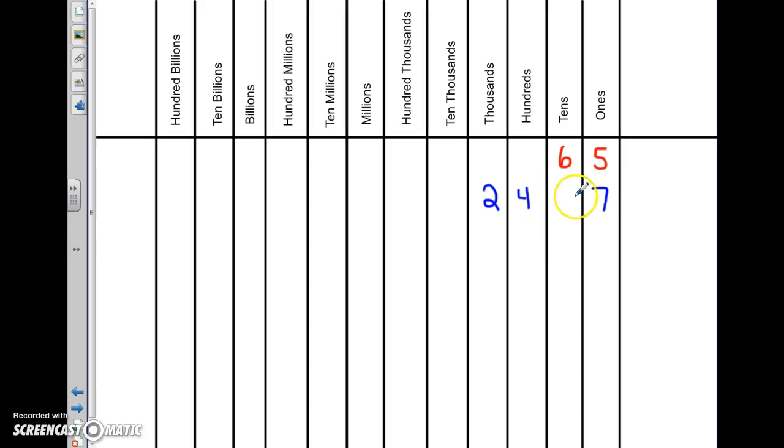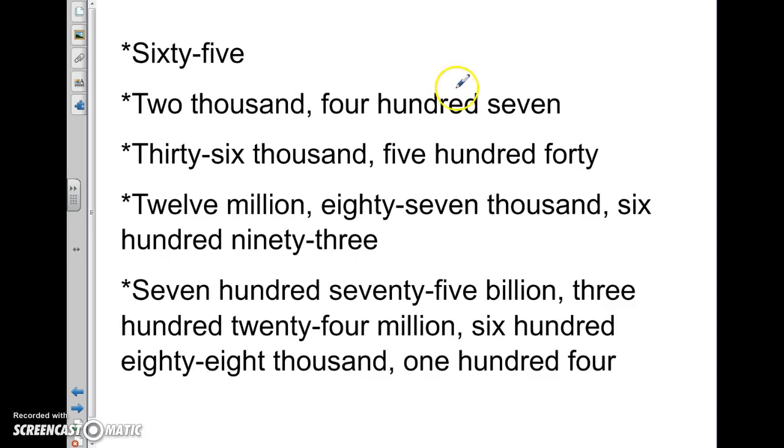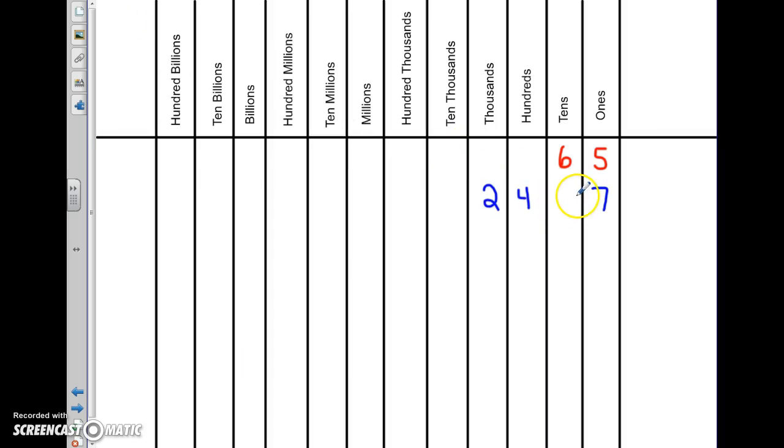Now what about this gaping hole right here? Does it say anything about any value in the tens place? 2 in the thousands place, 4 in the hundreds place, and 7, just regular old plain 7. So that means there's nothing in the tens place. What digit represents nothing in math? 0, right? So 2,407 looks like this.